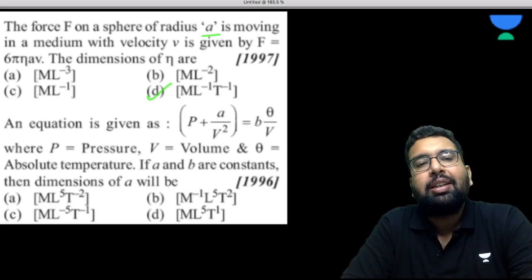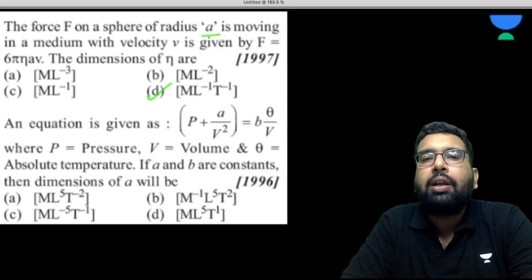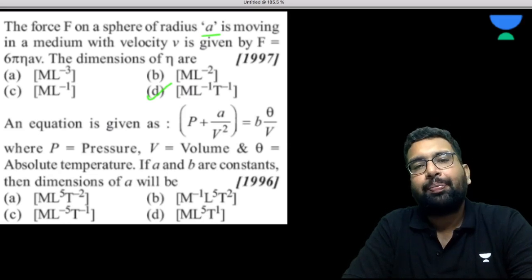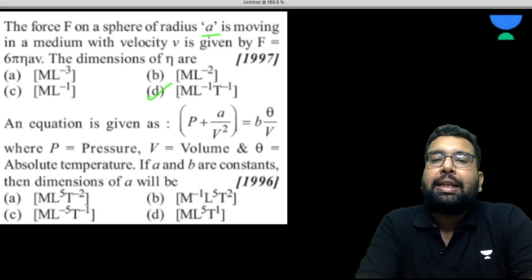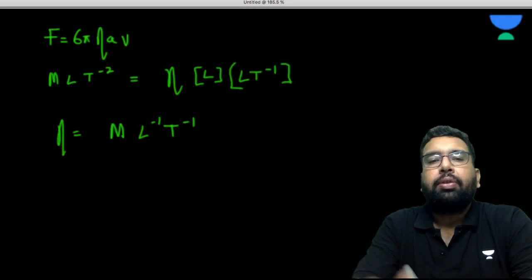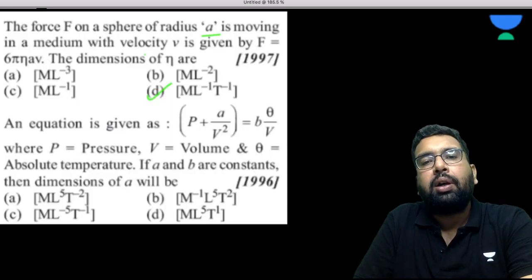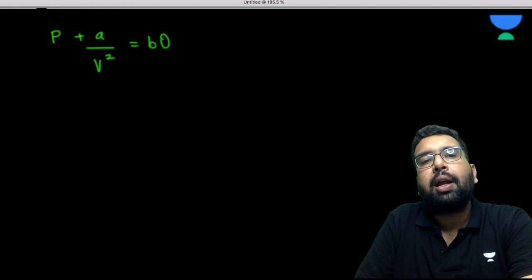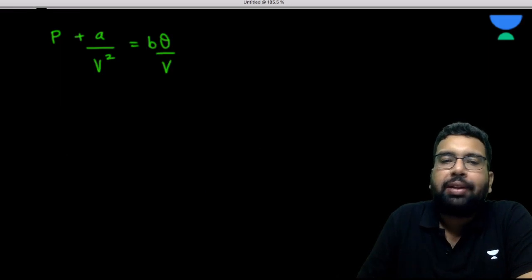What does this question say? It says an equation is given as P plus A upon V square is equal to B theta by V. Very interesting question. Now, sir, how can we do it? Please understand this. Let me write this equation here: P plus A upon V square is equal to B theta by V. Now, please understand this.